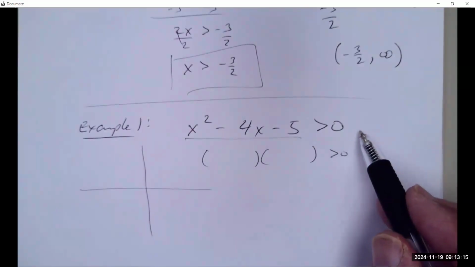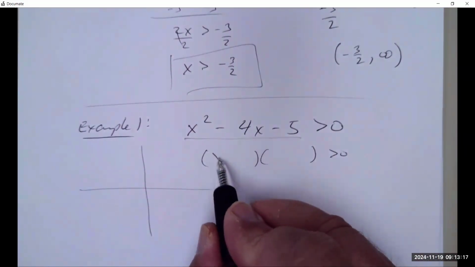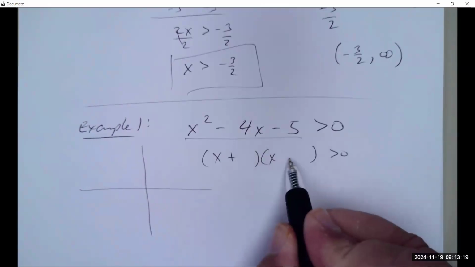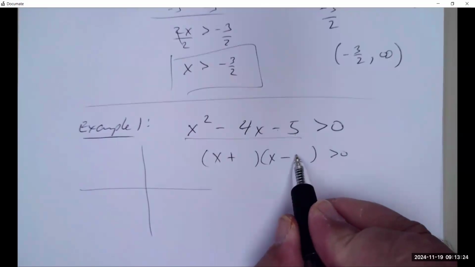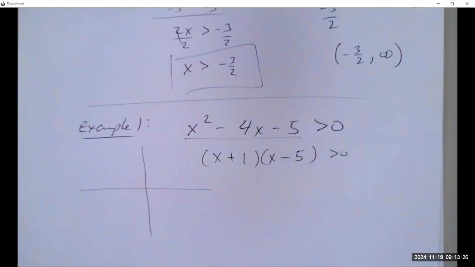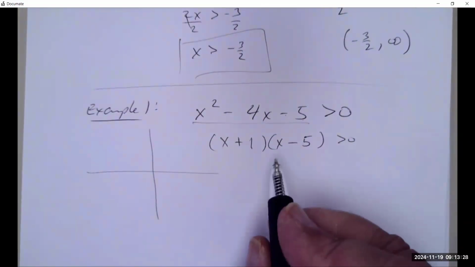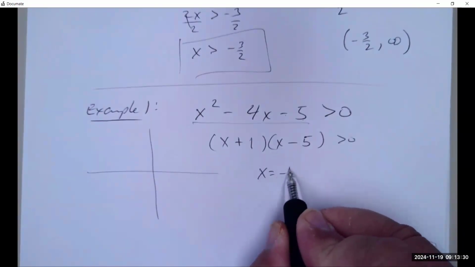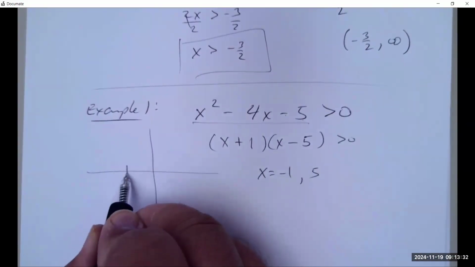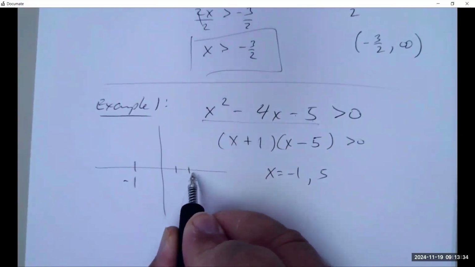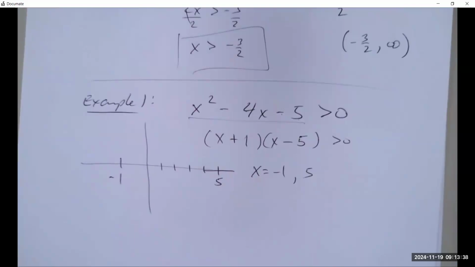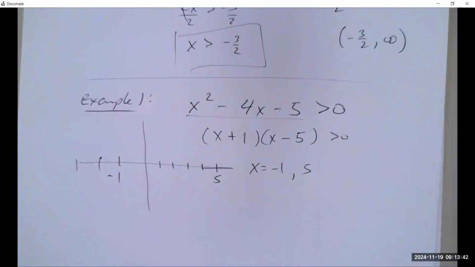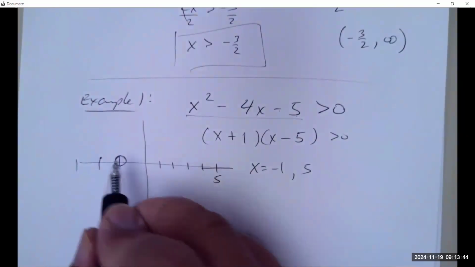It has to be equal to 0. Check. We factor it out. Opposite signs. What times what is 5 when you subtract and get 4? 5 and 1. So my intercepts are at -1 and +5. Are they open or closed circles? They're open.